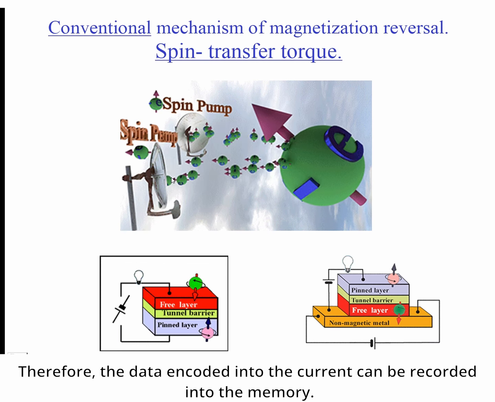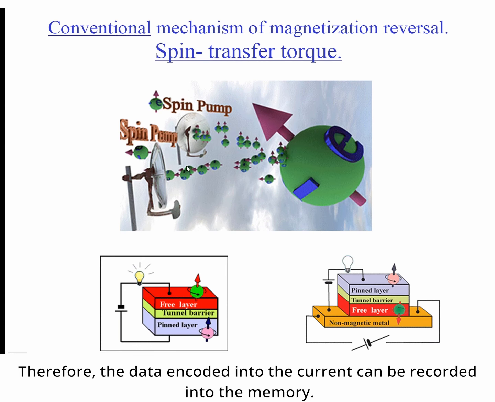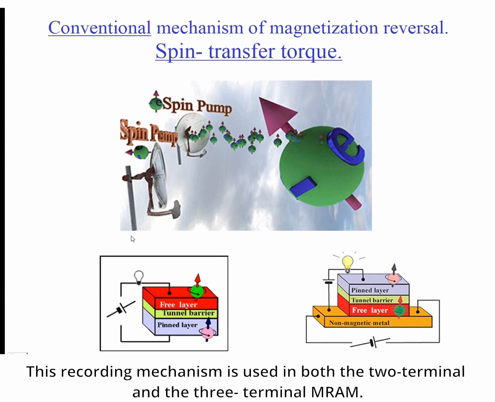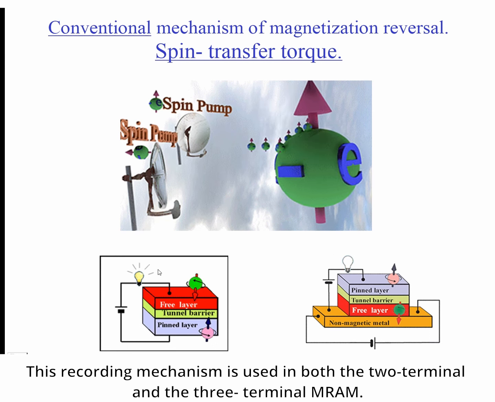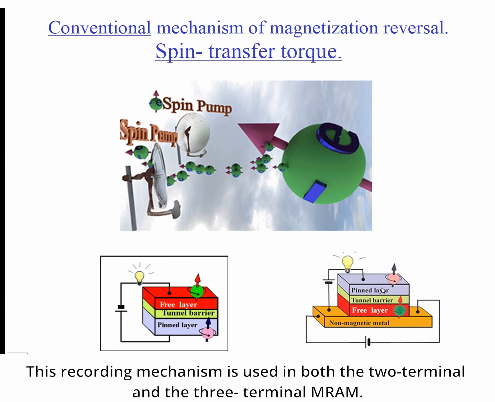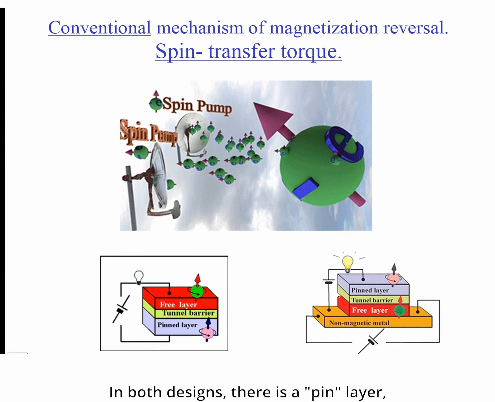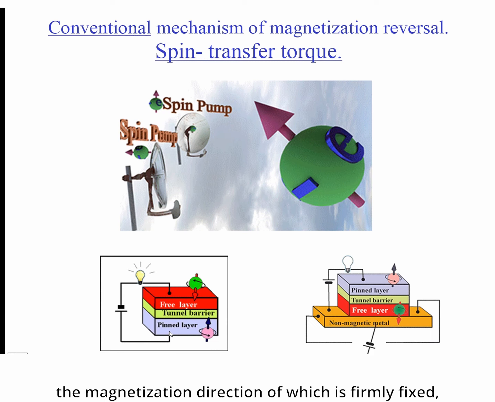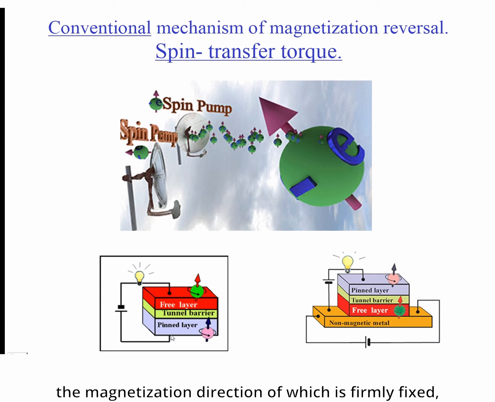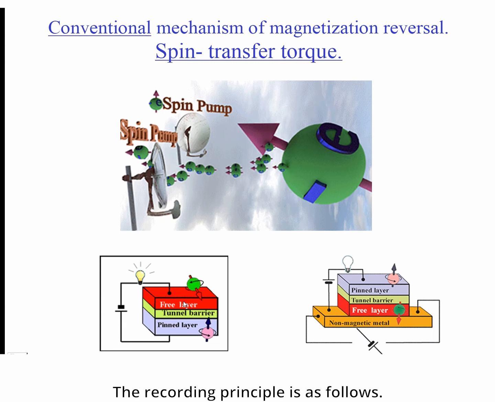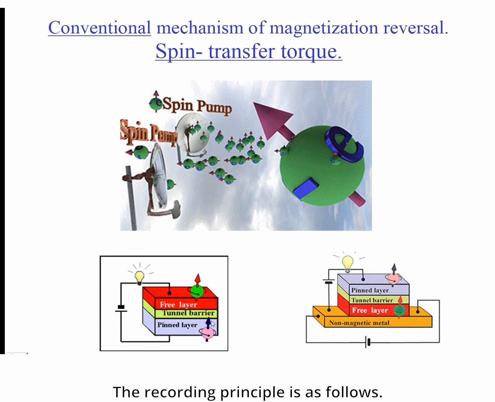Therefore, the data encoded into the current can be recorded into the memory. This recording mechanism is used in both the 2-terminal and 3-terminal magnetic random access memory, or MRAM in short. In both designs, there is a pin layer, the magnetization direction of which is formally fixed, and a free layer, whose magnetization can be reversed. The recording principle in this memory is as follows.